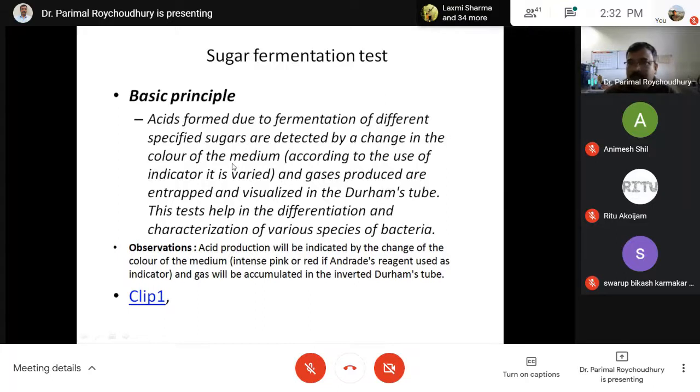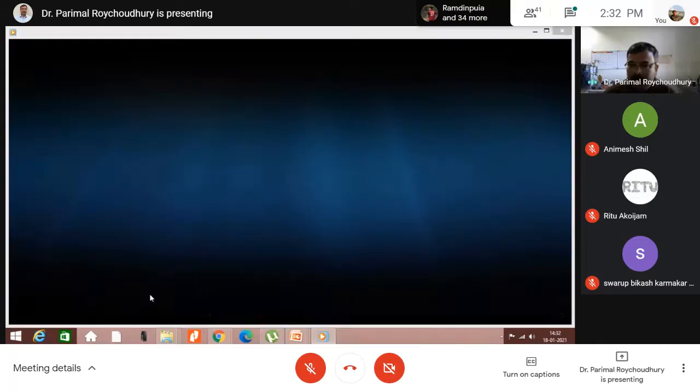At the same time, it has been seen that certain bacteria, when they ferment sugar, produce gas also, whereas organisms closely related to them may not produce gas. So gas formation with sugar fermentation, or only sugar fermentation with no gas formation, are certain characteristics that we can find out by the sugar fermentation test. For that we need a special device called the Durham's tube. I don't know whether it will come or not.